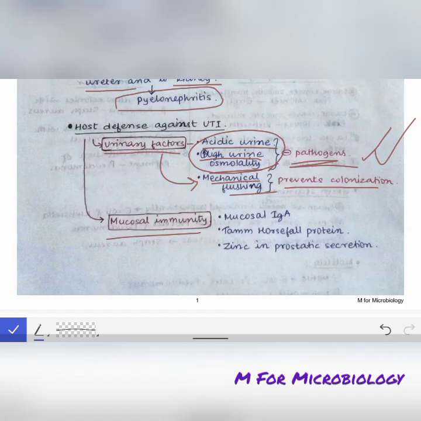Mucosal immunity is also contributing to a certain extent in providing immunity against those bacteria in the urinary tract. The mechanisms by the mucosal immunity are the production of mucosal IgA that inhibits the bacteria or the antigens, then Tamm-Horsfall proteins that are secreted in the renal tubules, which also protect to a certain extent, and the zinc which is secreted in the prostatic secretions. Okay, so these three factors provide the mucosal immunity and thereby prevent the growth of the bacteria in the urinary tract, and hence prevent the UTI to a certain extent.